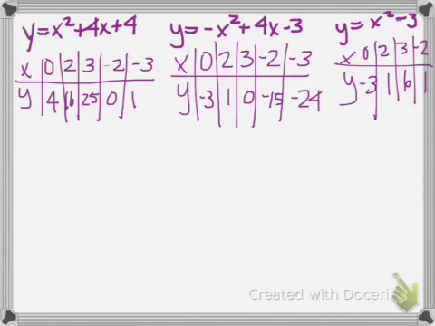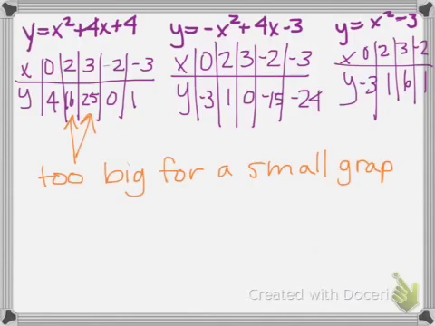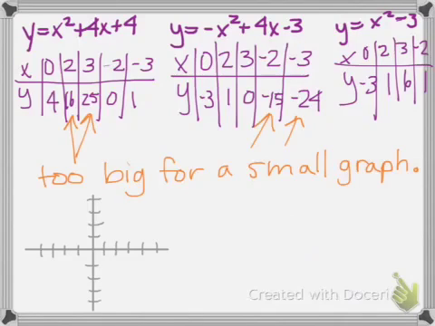So, for example, if we're looking at this, we've got values of y that are very large, and so graphing them is not going to be feasible. It's too big for a small graph. And the same thing with the second table, you've got values that are too large. So if we do graph these, we get 0, 4, negative 2, 0, and negative 3, 1. It's kind of a tricky looking graph because you're not really sure where to go, but you can plot more points, and you can end up with a parabola.